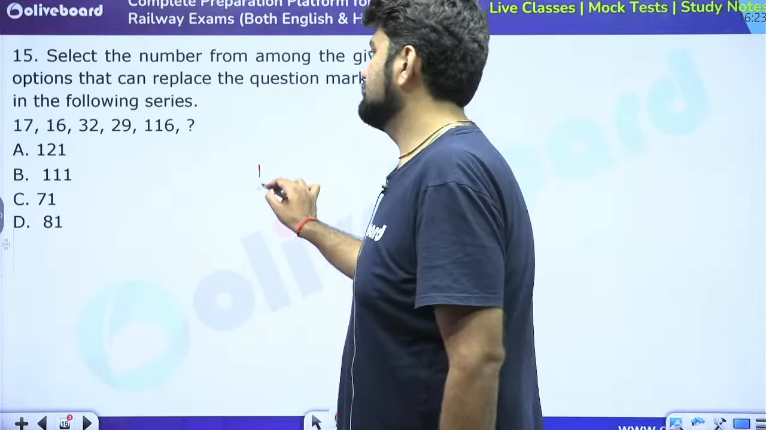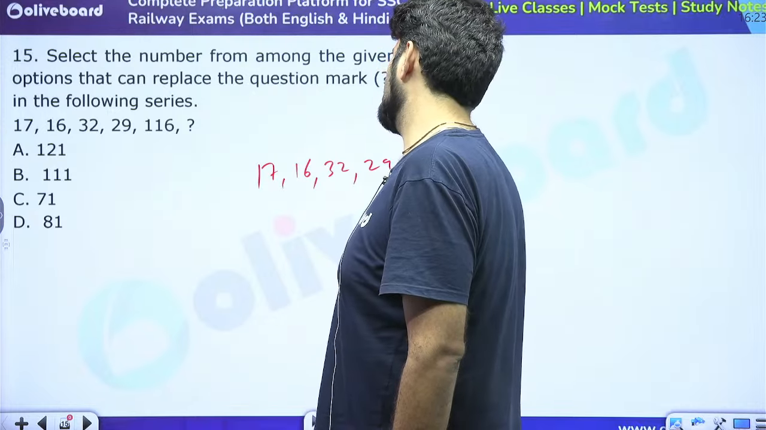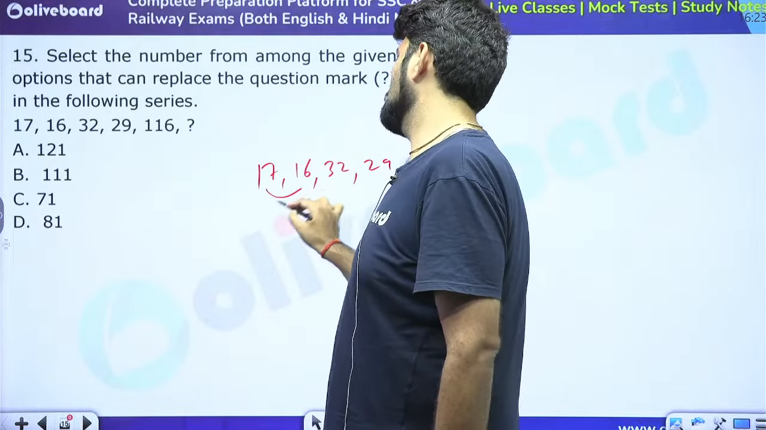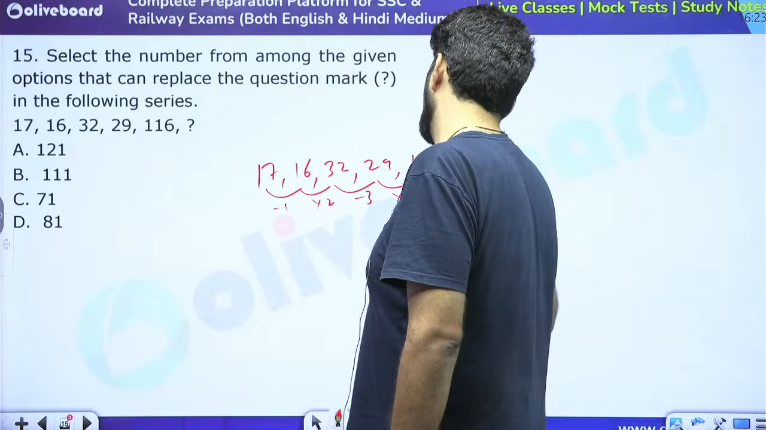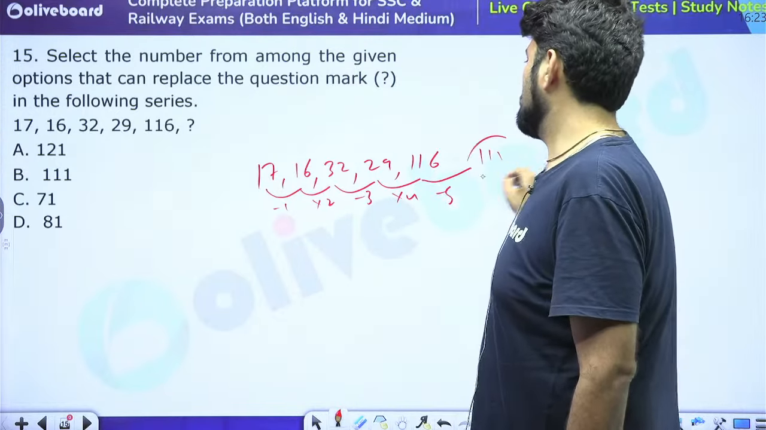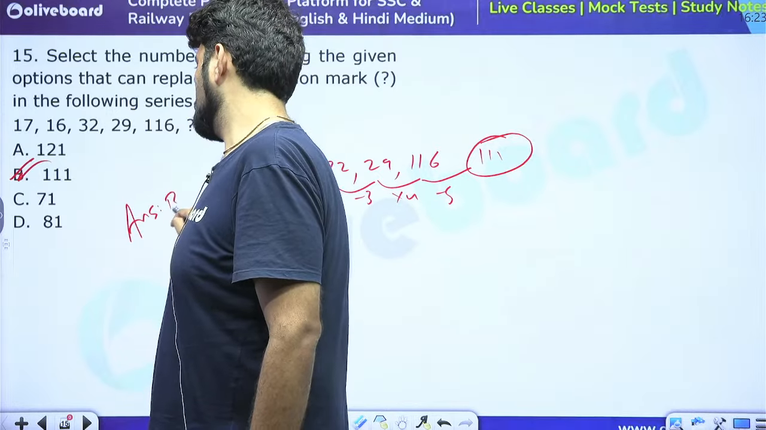This is easy. 17, 16, 32, 29, 116. This is a very common easy logic. Minus 1 into 2, minus 3 into 4, minus 5. So it has to be triple 1. Option B. Okay, next.